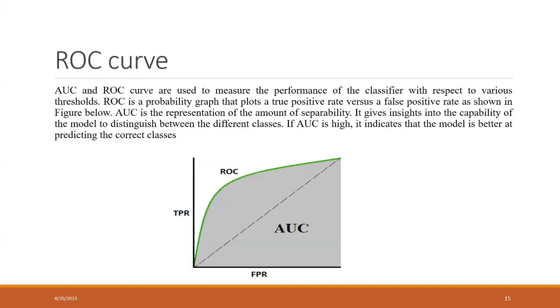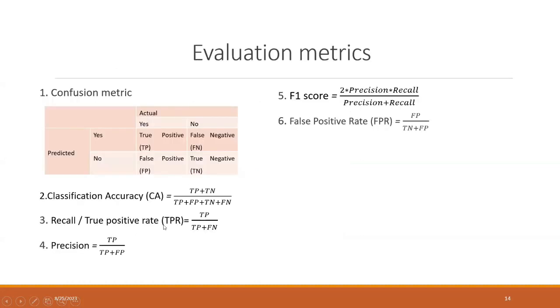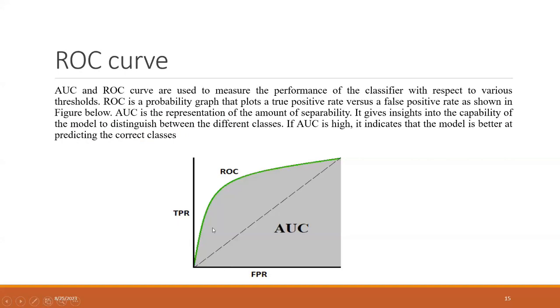So this is the ROC curve. ROC curve is a plot between FPR, false positive rate, and true positive rate. True positive rate is also known as recall. How is it calculated? True positive rate is equal to TP upon TP plus FN, and false positive rate is equal to FP upon TN plus FP. And we get this curve.